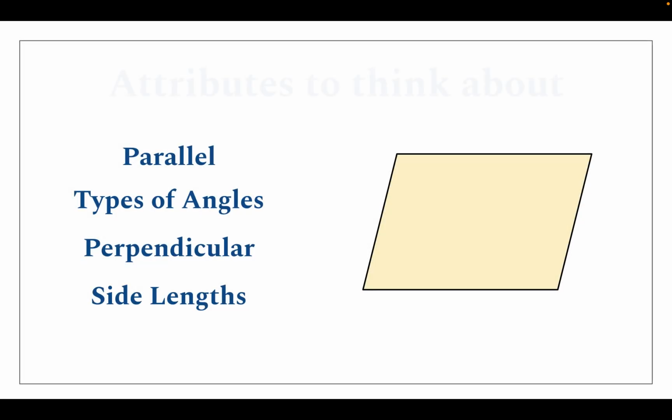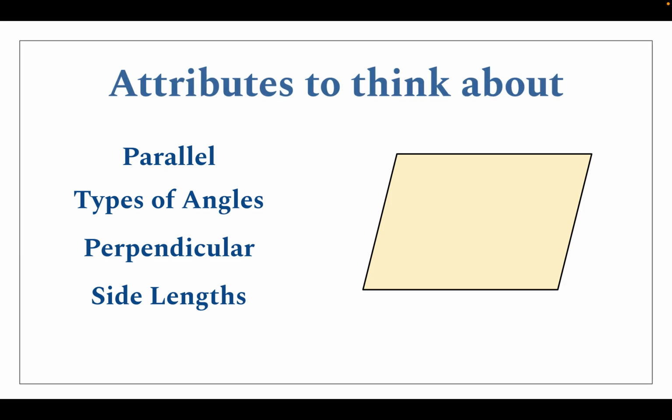Let's take a look at another. I definitely see some parallel lines, different angles, 2 different types of angles. The lines are not perpendicular because they do not make 90-degree angles, and the side lengths are the same.